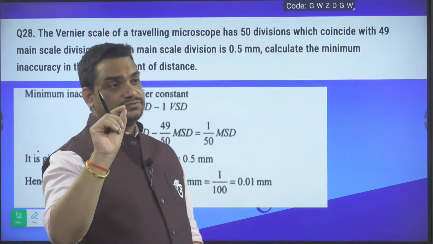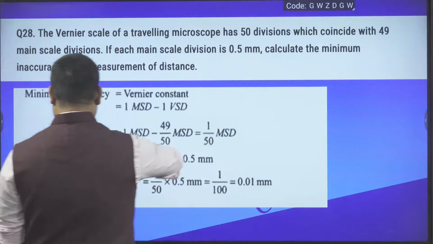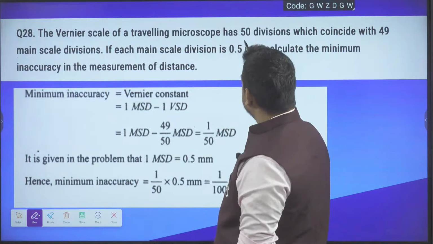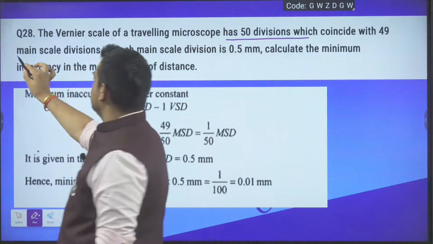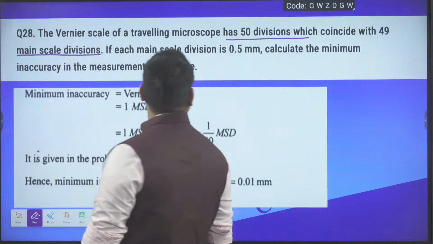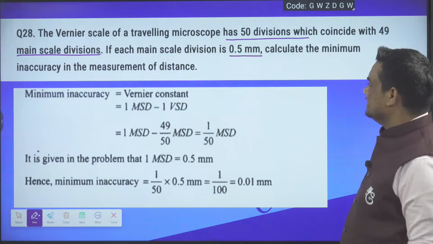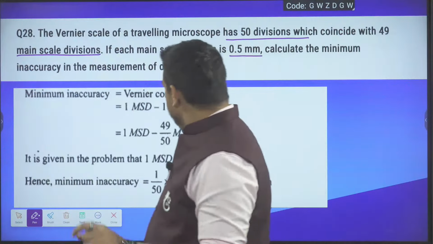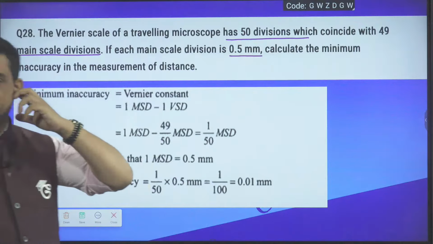Vernier scale of traveling microscope. Traveling microscope is the one experiment here, because you need to revise it 2-3 times. 50 divisions coincide with 49 main scale divisions. Main scale division is 0.5. Calculate the minimum inaccuracy in the measurement of distance. Minimum accuracy is basically your least count. So we have to figure out the least count.